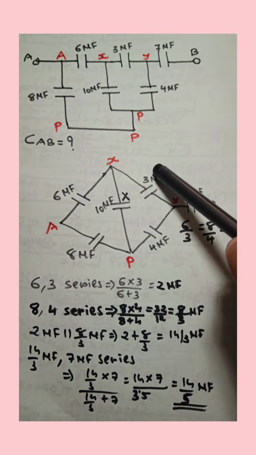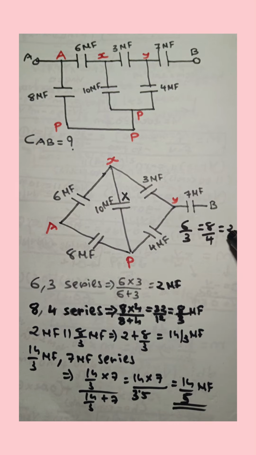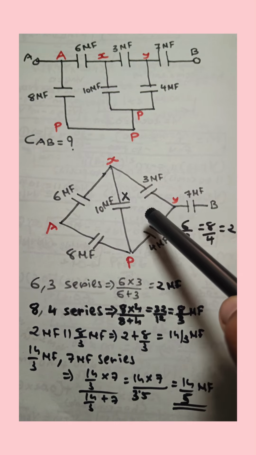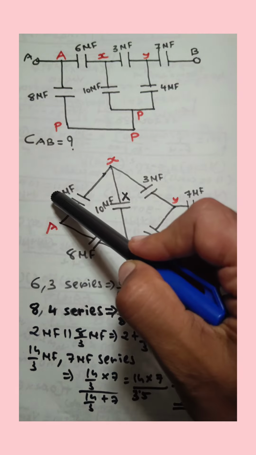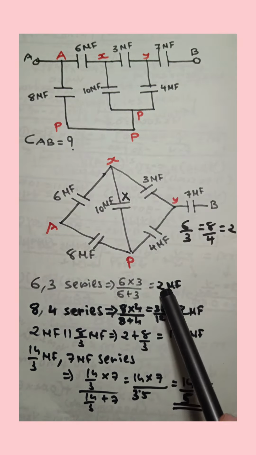Here 6 upon 3 is equal to 8 upon 4, that is 2. So it is a balanced Wheatstone bridge. So there is no charge flow in the 10 microfarad capacitor. 6 and 3 in series, so equivalent is 2.